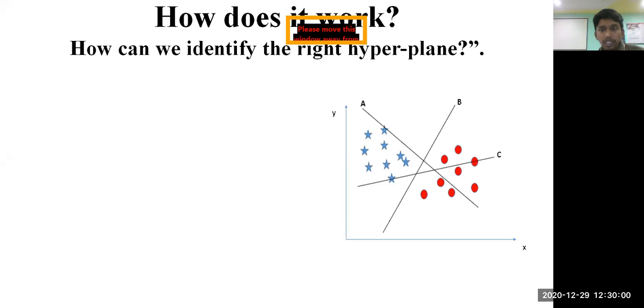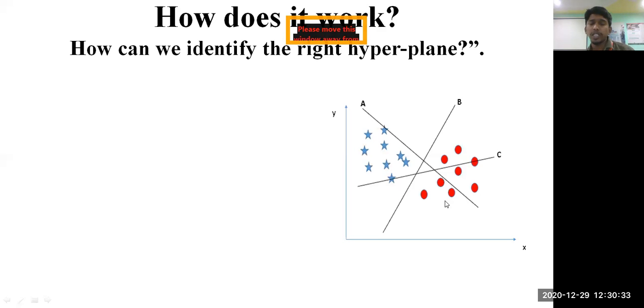Here come the scenarios about how to select the right hyperplane. Now we are talking about how SVM works and the working methodology of support vector machines. The main question that arises here is, how can we identify the right hyperplane? Here you can see between the x and y axes, you have some data points indicated with red circles and blue stars. Now here I have three.